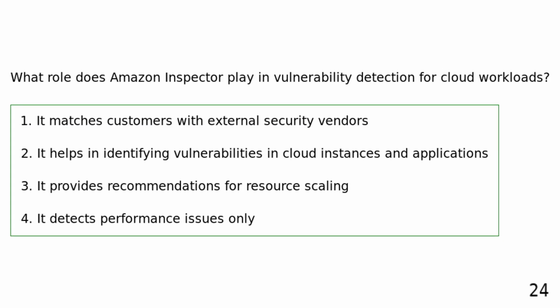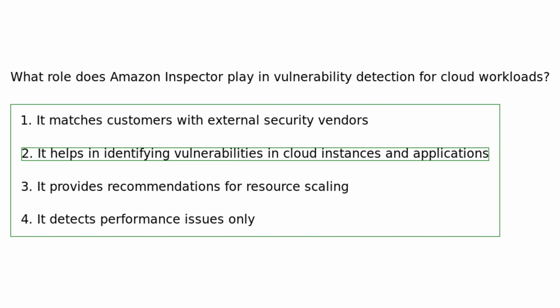What role does Amazon Inspector play in vulnerability detection for cloud workloads? It matches customers with external security vendors. It helps in identifying vulnerabilities in cloud instances and applications. It provides recommendations for resource scaling. It detects performance issues only. Amazon Inspector plays a role in vulnerability detection for cloud workloads by helping in identifying vulnerabilities in cloud instances and applications, ensuring that security weaknesses are addressed promptly.